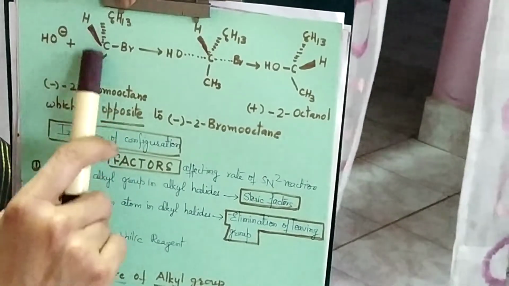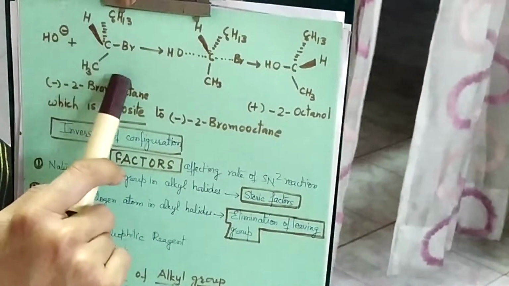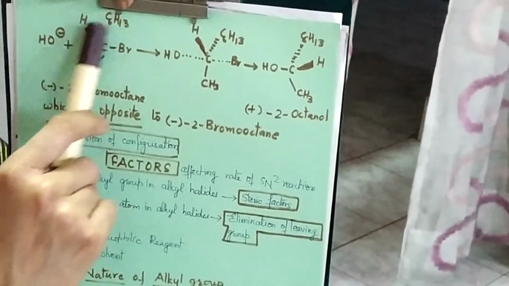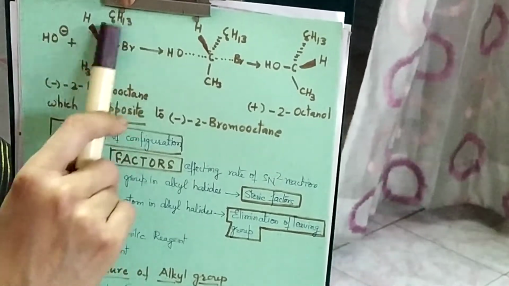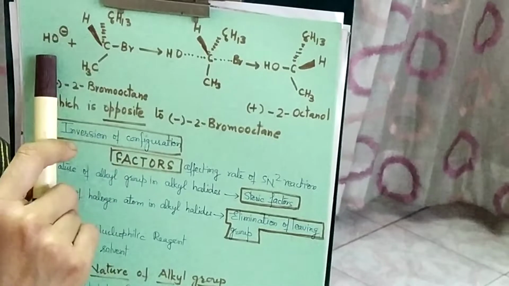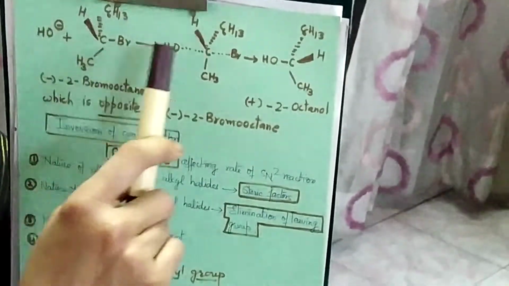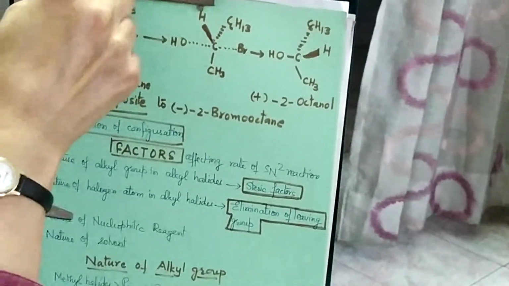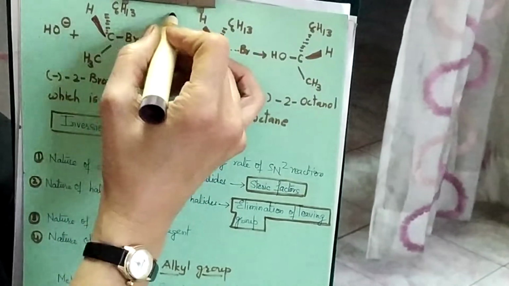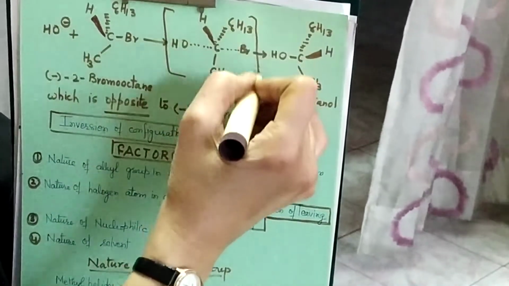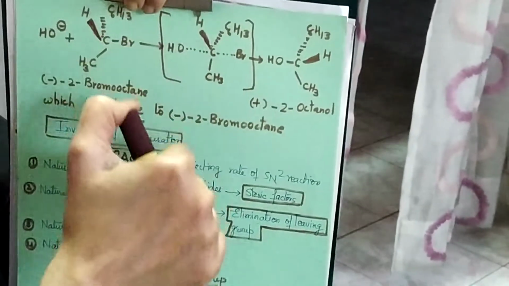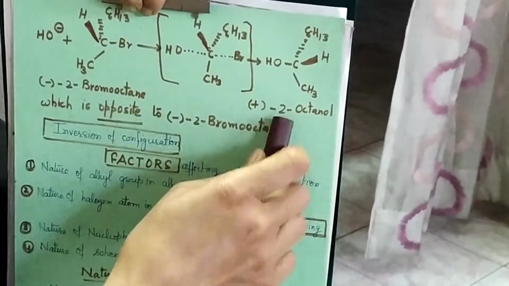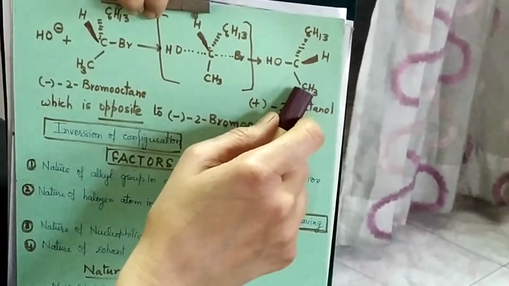side. These three different denotions exhibit the different planes in which these groups lie. You can see that this is an optically active molecule, levorotatory. Now when it is attacked by hydroxyl ion, the result is the development of this transition state which is here, and this transition state, obviously being very unstable, is put into square brackets like this, and this ultimately results in the formation of this molecule which is 2-octanol.